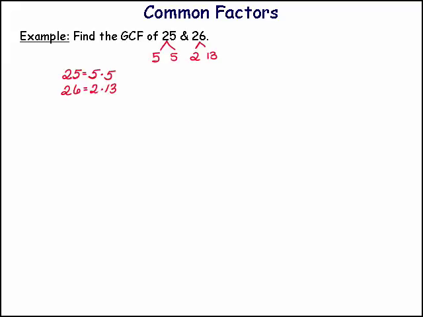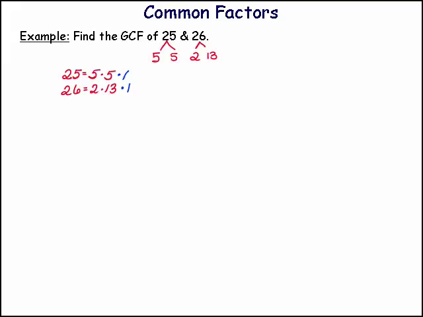Okay, do you see anything common between those two sets of numbers? Looking at the prime factorization, there are no numbers in common to each. But is it the case that I could say 25 is the same as 5 times 5 times 1? Well, absolutely. 1 doesn't change the value of 5 times 5. 5 times 5 is 25. 25 times 1 is still 25. So there's always this hidden factor of 1 in any prime factorization that you write out.